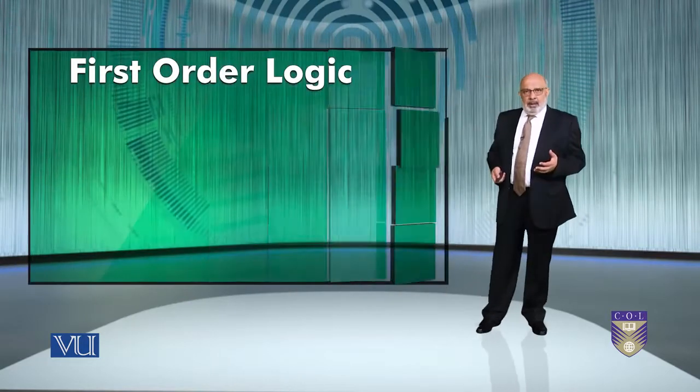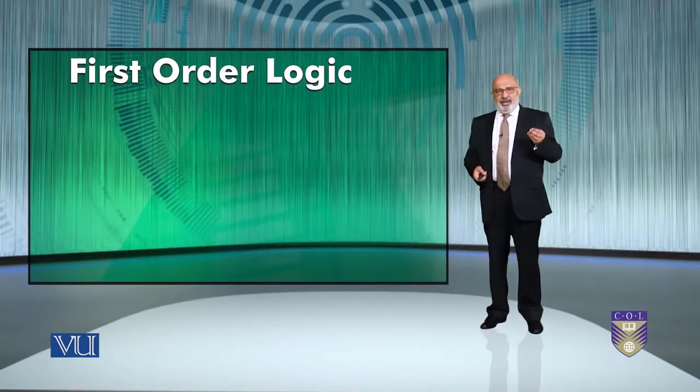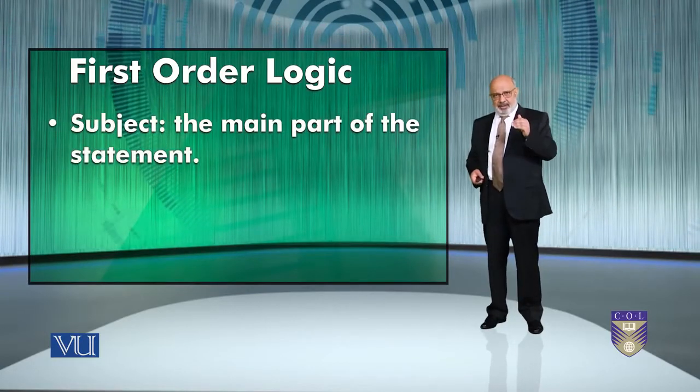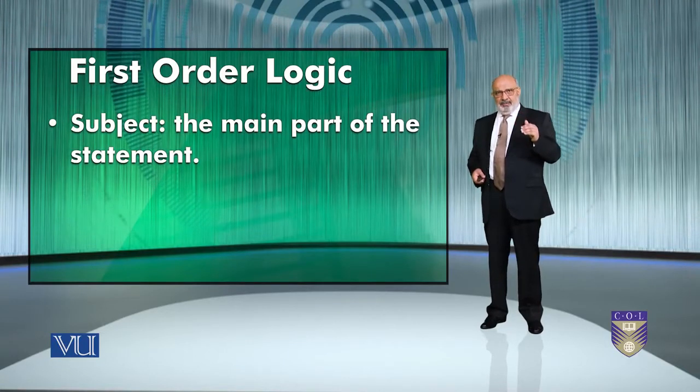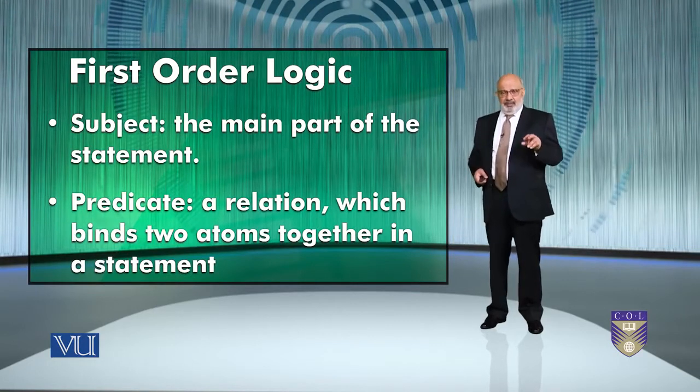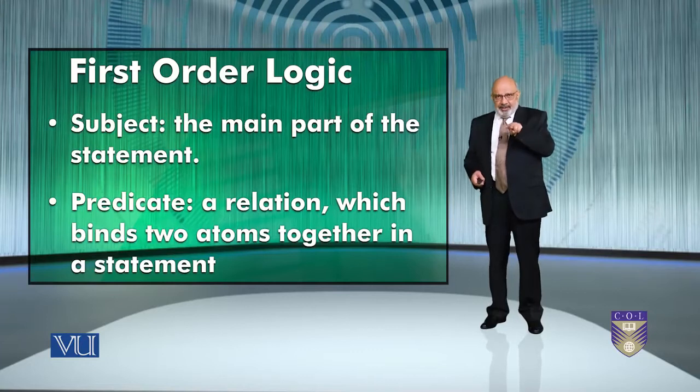Of course, there are complex sentences made out of this. So combining these atomic sentences with and, or, not, whatever, you can represent complex sentences, and so forth. All right, so first order logic statements can be divided into two parts. There's a subject, which is the main part of the statement, and a predicate. A predicate, as I said, can be defined as a relation which binds two atoms together in a statement.